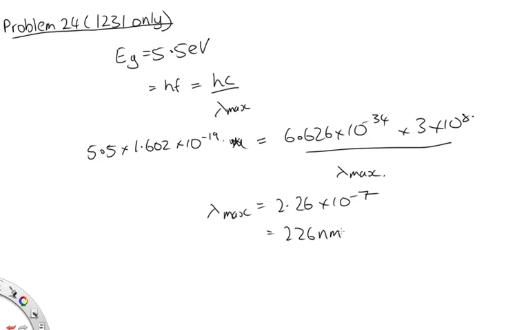So we need the wavelength to be greater than 226 nanometers to ensure that the photons don't have enough energy to excite electrons from the valence band to the conduction band in the diamond, which will mean that these photons can pass through the diamond unimpeded.